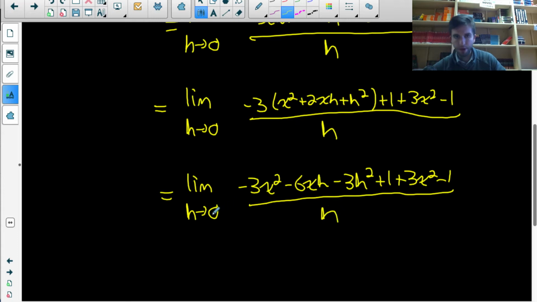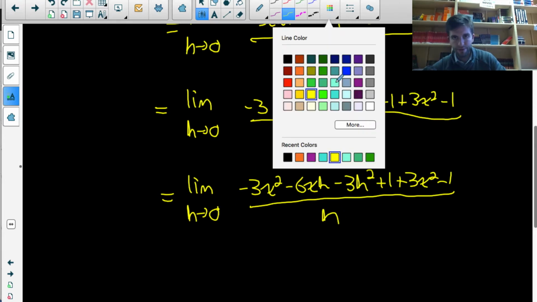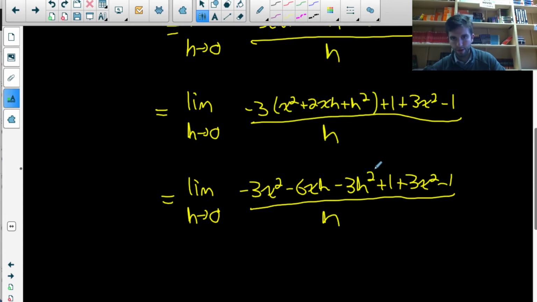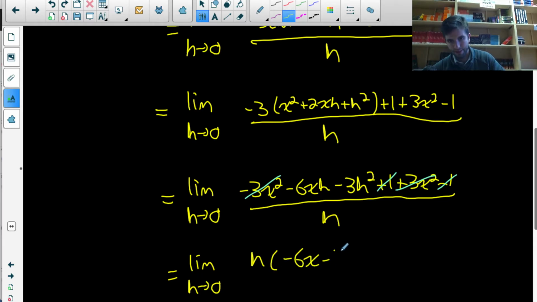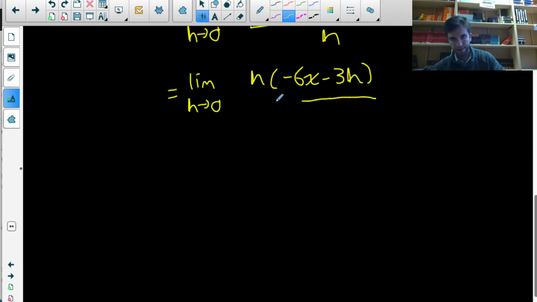And then if we've done this properly, you should notice that every term that doesn't contain an h should cancel out. So I have a plus 1 and a minus 1, that's 0, and I have a negative 3x squared plus 3x squared, that's also 0. So there's 2 terms left in the numerator, and notice they both have an h. So I can common factor an h out from both of them and get negative 6x minus 3h. And that's all being divided by h.